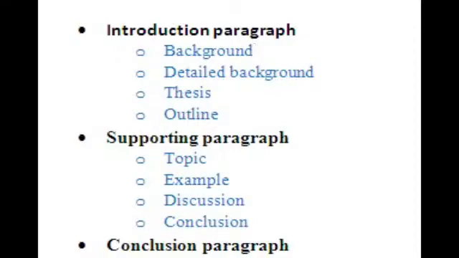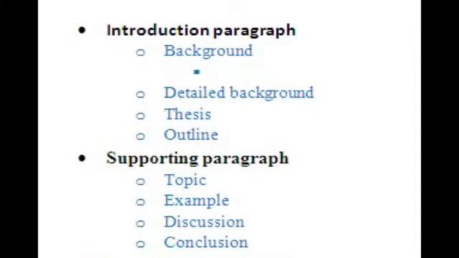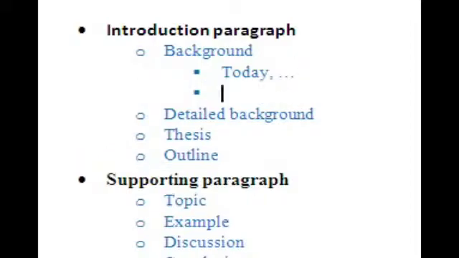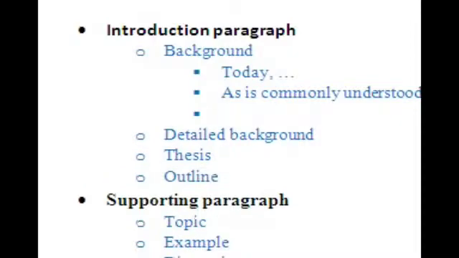So the background, we might start with some phrases such as "today." And then we would go on from there. So today such and such is happening and this is a big problem, or today such and such is happening and this is a trend, or whatever. Or perhaps we might start with "as is commonly understood." So if your essay question is asking about a certain topic, you might start with, well, as it is commonly understood, and then proceed to talk about that topic in general terms. Another you might want to start with is "it is common today," and then just go from there. So these are three different ways you can start your background sentence.